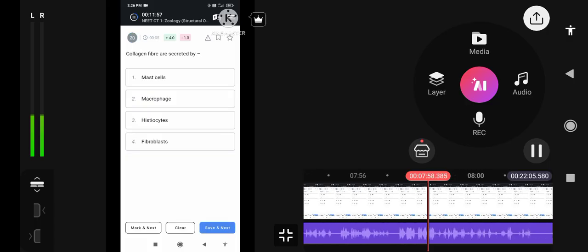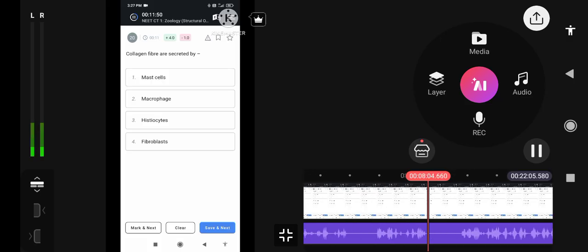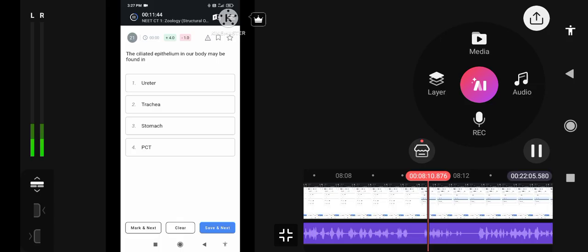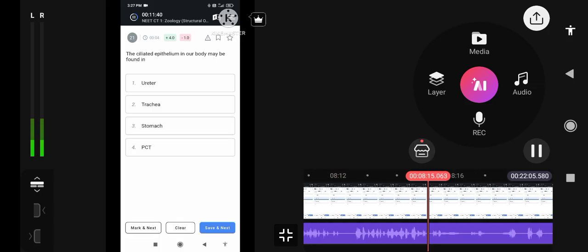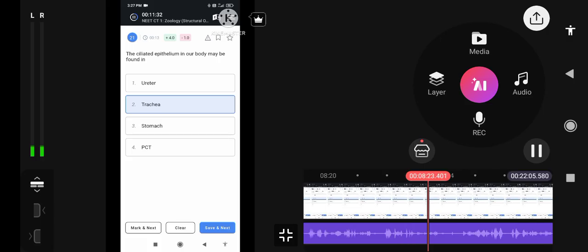Collagen fibers are secreted by mast cells, macrophages, histiocytes, fibroblasts? Fibroblast makes all fibers, collagen fibers as well as elastin fibers and many other fibers. Okay, the ciliated epithelium in our body may be found in trachea and fallopian tube. So the second option is my answer, and I'm moving to the next.